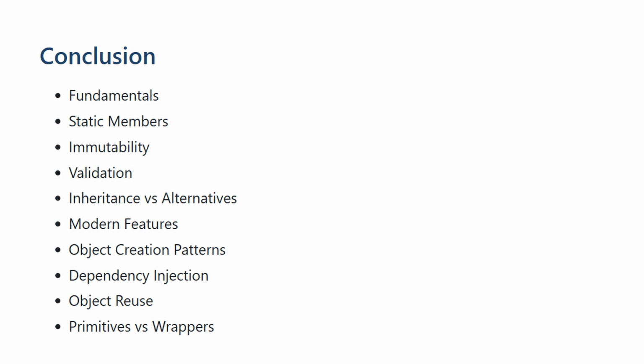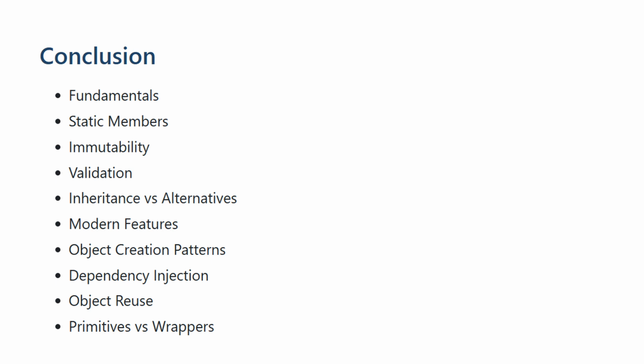Let's wrap up what we've covered in this lesson on modern object creation in Java. Fundamentals. Start with solid basics: constructors for initialization, private fields for encapsulation, and methods for behavior. Validate inputs early to keep objects in a valid state. Static members. Use static fields and methods for shared data or utility functions. For utility classes, make the constructor private and throw an exception to prevent instantiation.